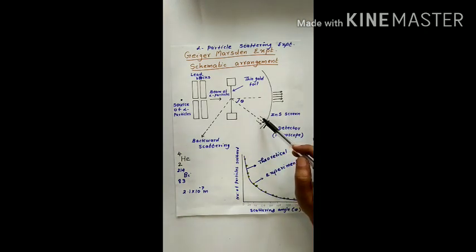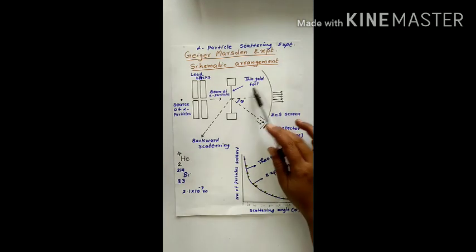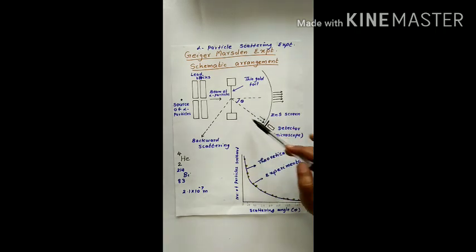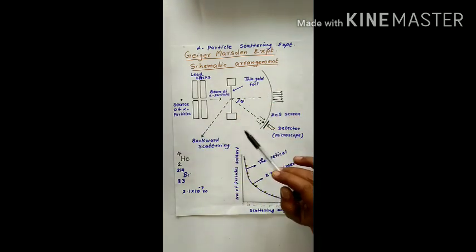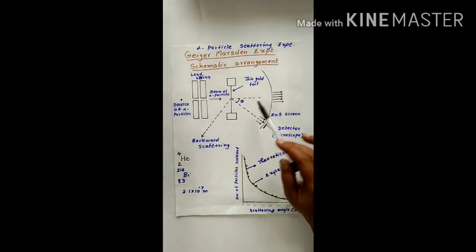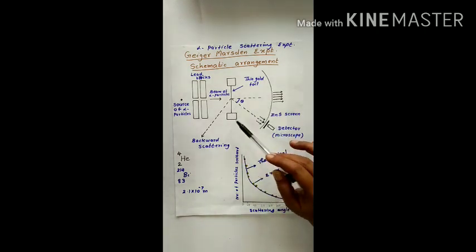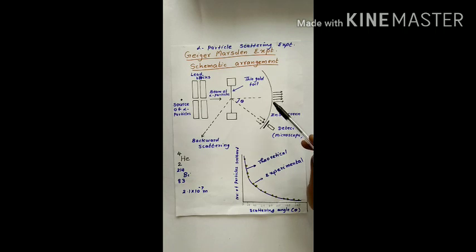Whenever a scattered alpha particle strikes the screen, it produces some scintillations, that is tiny flashes, and it can be viewed through the microscope. In this way, the number of alpha particles scattered in different directions can be counted. The whole apparatus is arranged in an evacuated chamber to avoid scattering of alpha particles by air molecules. This is the experiment.